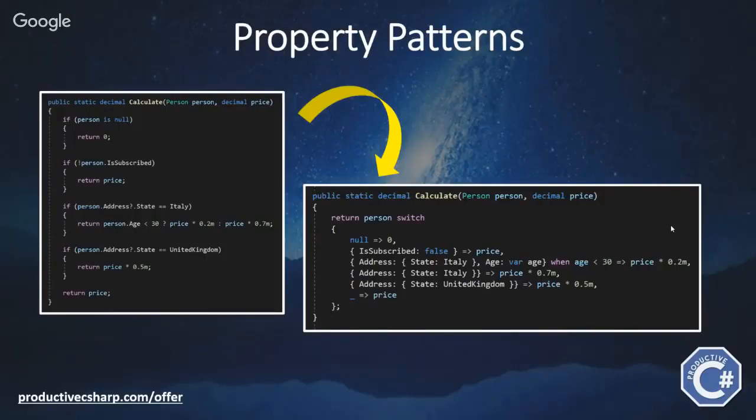You can use null as a pattern matching in there, and underscore to basically say everything else. And of course you can use when to specify a particular condition after a pattern is being matched.